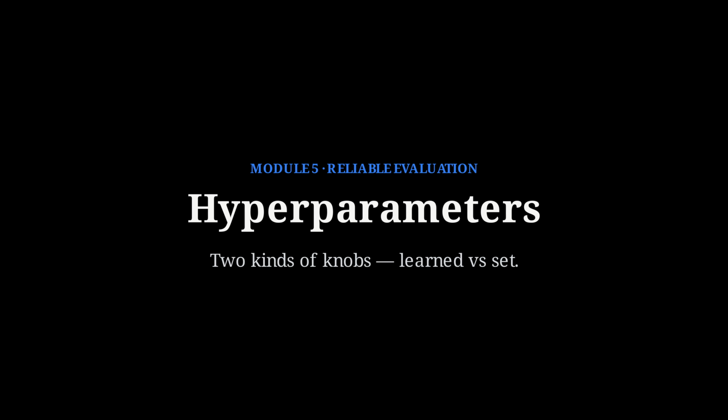Every model has knobs you can turn, but they come in two very different kinds, and mixing them up is a classic source of confusion. Let's separate them clearly: the parameters the model learns, and the hyperparameters you set.